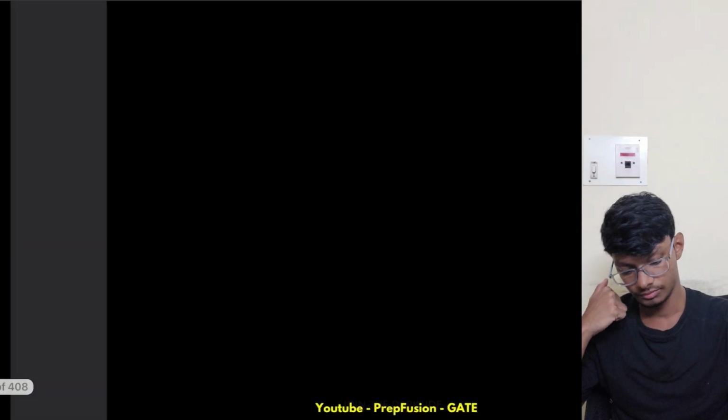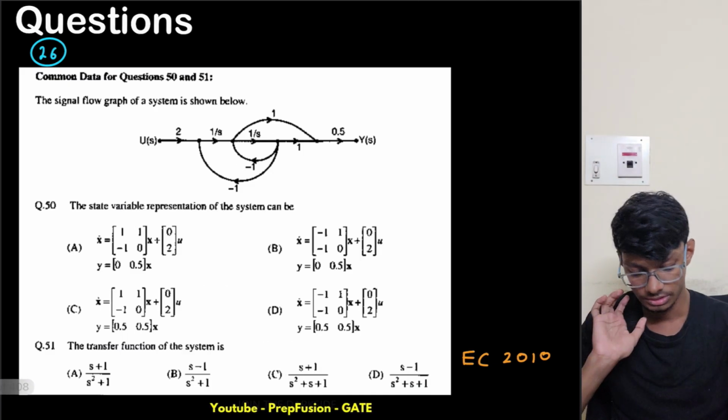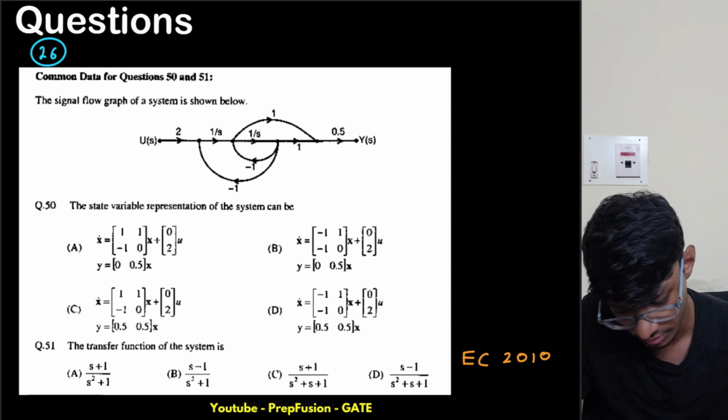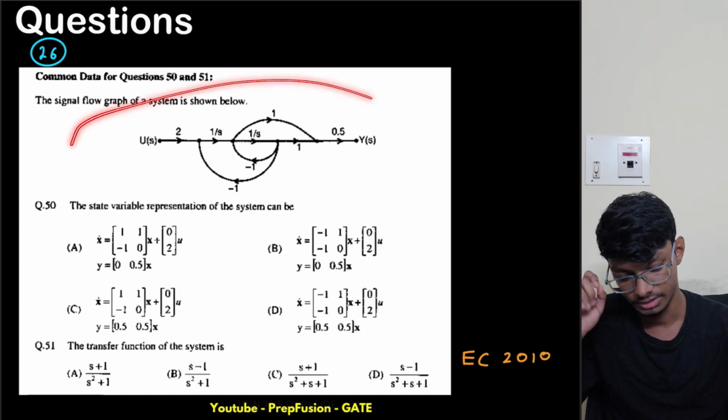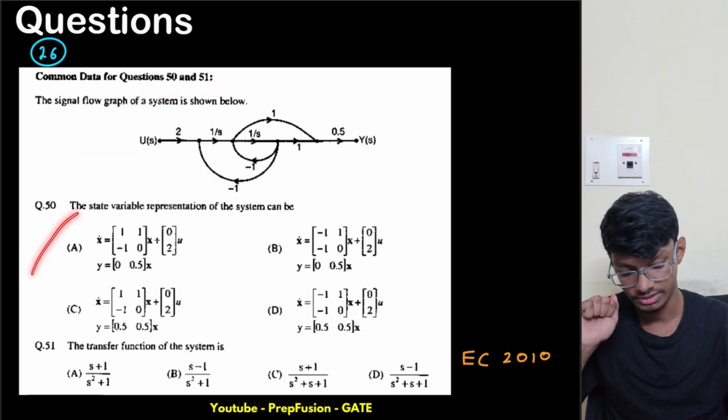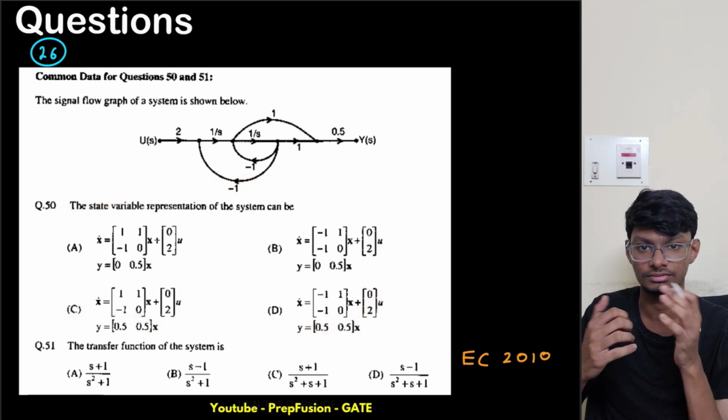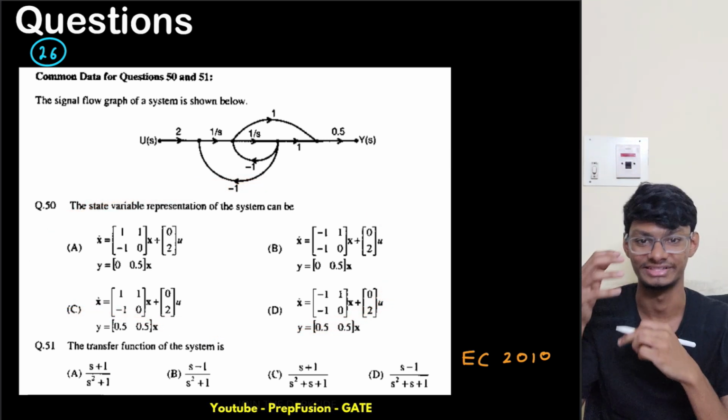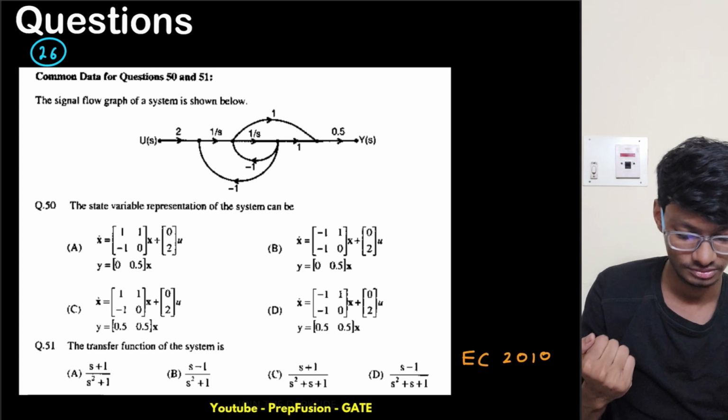Now we'll go for another question. This is again a common data question. The state flow graph is given, and we have to find the state variable representation. This is just a revision of the first few lectures, so I hope you are revising also. All these are revision, and this is a GATE question also.